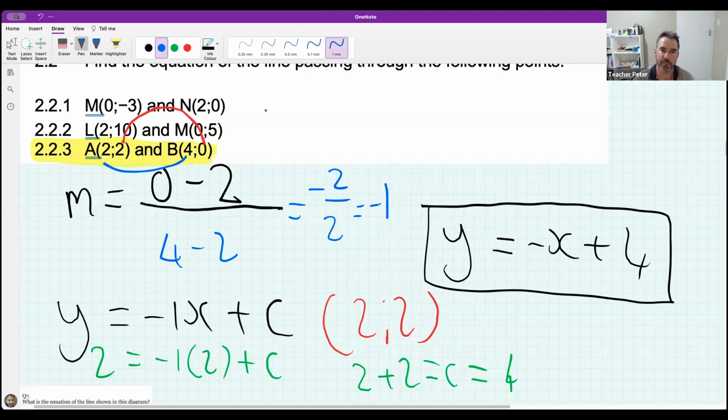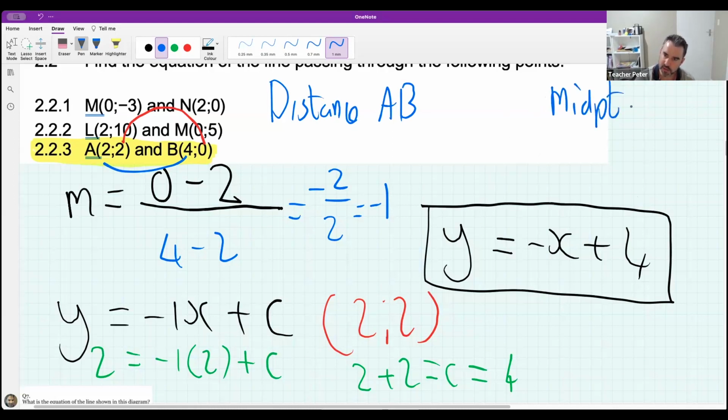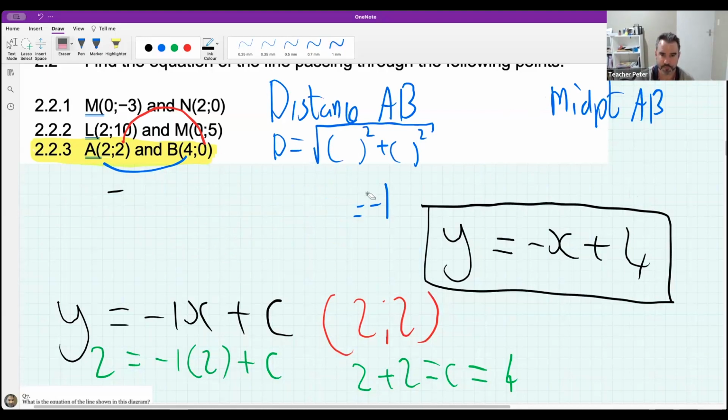And now for bonus points, going back to the first week, I want you to find me the distance between A and B. And I also want you to find me the midpoint between A and B. So we're just doing a little bit of a throwback into previous lessons. You need to use something called the distance formula to help you find the distance between 2 points. So I'm going to put the distance formula on the board to help you. And I will also put the midpoint formula on the board to help you.